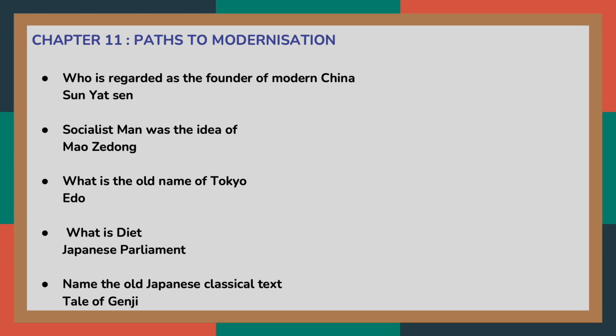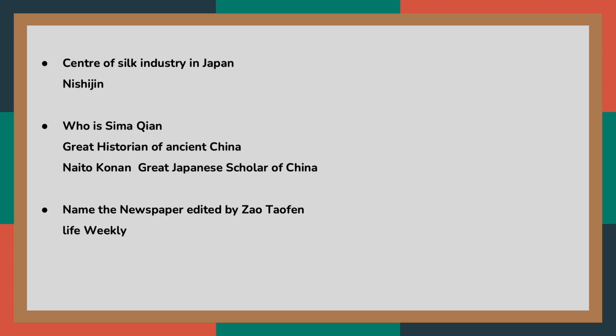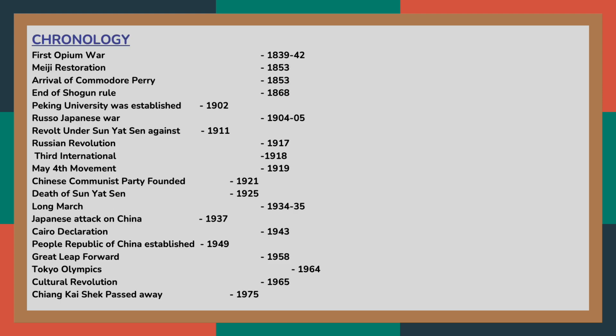What is the old Japanese classical text? Tale of Genji. The center of the silk industry in Japan is Nishijin. Who is Sima Qian? The great historian of ancient China. Naito Konan is the great Japanese scholar of China. The newspaper edited by Zou Taofen is Life Weekly. Technology is an important portion from this chapter. I picked up a few by referring to the previous year question papers. Study at least this much properly and do well in your exams.